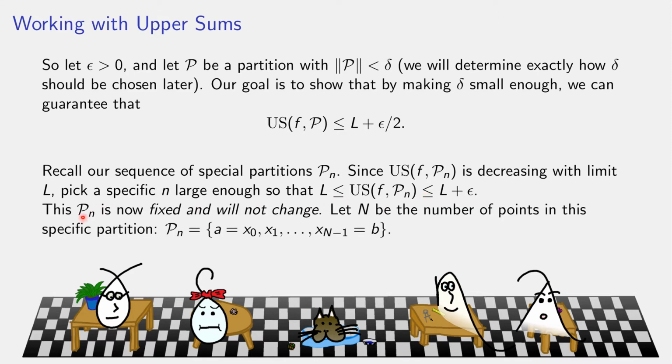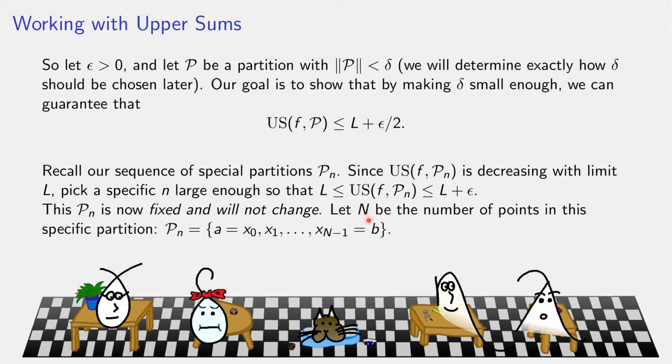Now fix this single partition. This was a partition from our sequence that we got with the closed partition criterion. This lower index n is not going to change from this point forward, okay? I picked a specific partition from that sequence to get this inequality here, and now I am locking down this partition. It's not going to change.